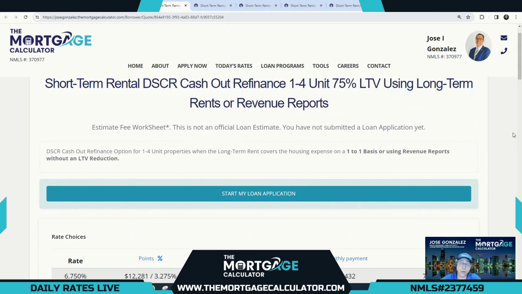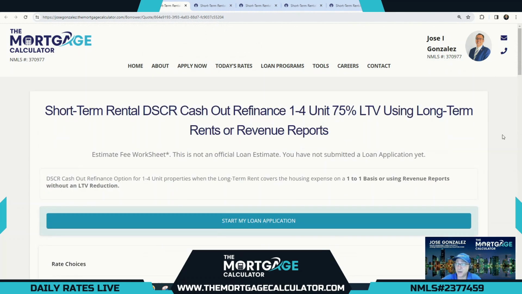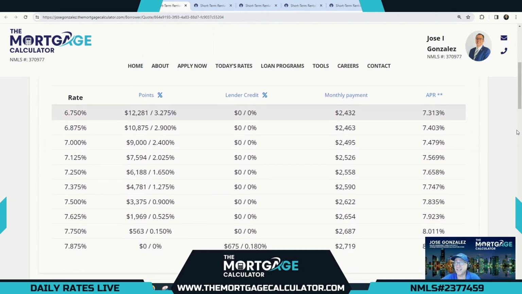If you are doing a refinance, it's going to be either long-term rents, revenue reports, or bank statements showing the short-term rental revenue deposits. That's the only thing that's going to be acceptable when you're doing a cash out or rate and term refinance. But remember, 75%, but look at those rates now, totally smoking here, right? 7.875 with a lender credit. Remember, this is DSCR we're talking about here, not full doc.